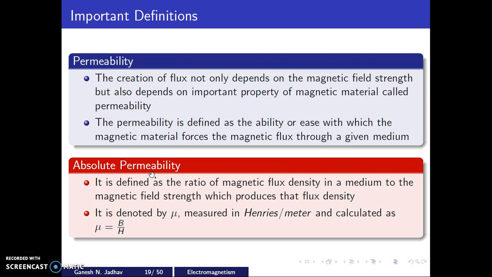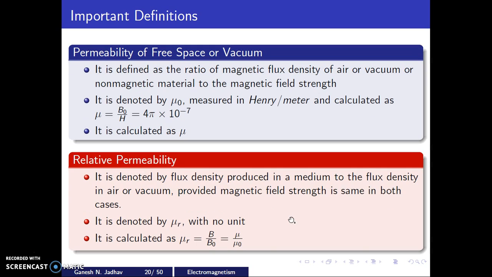How will you define the absolute permeability? It is defined as the ratio of magnetic flux density in a medium to the magnetic field strength which produces that flux density. The flux density in a medium divided by the magnetic field strength in that medium is called permeability. It is denoted by mu, and it is measured in henries per meter, and calculated as mu is equal to B divided by H, where B and H are both in the same medium. And its unit is what? Henries per meter.